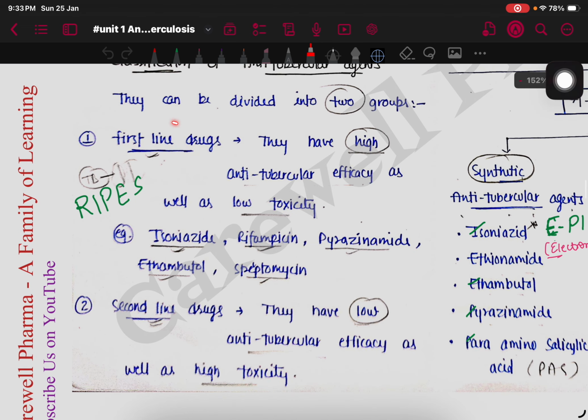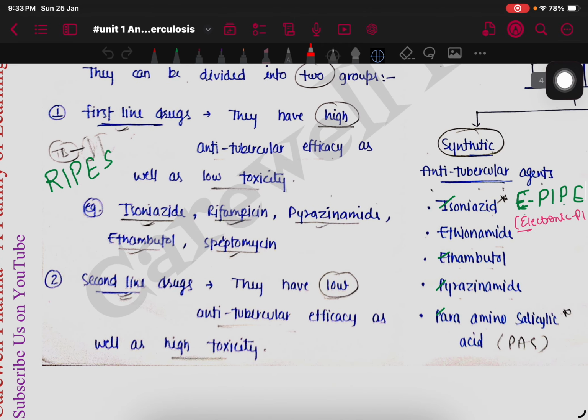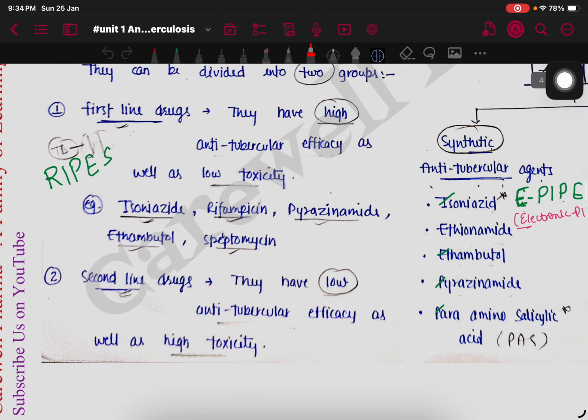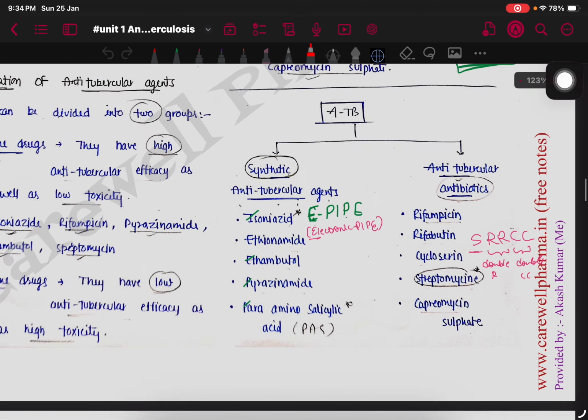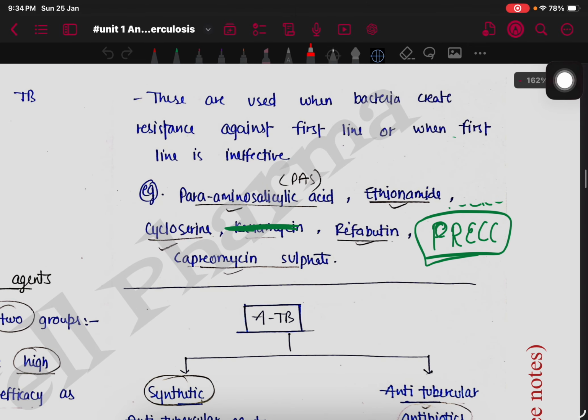Why do we have first line and second line drugs? First line drugs have high efficacy but low toxicity. But in some cases when the first line drugs are not able to treat or manage the disease, we develop second line drugs, which have low efficacy but high toxicity. Second line drugs are used when the bacteria create resistance against the first line or when the first line is ineffective.